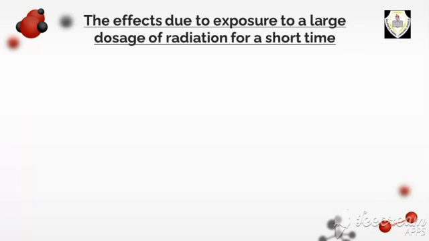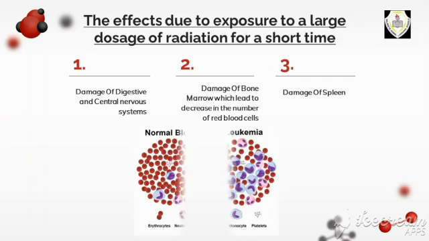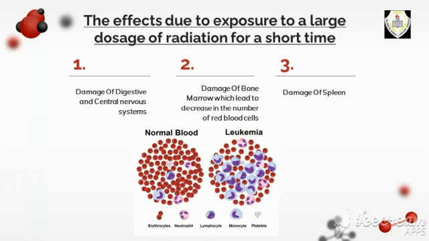The effects due to exposure of large dosage of radiation for short time, we can say that it damaged the digestive and central nervous system. It damaged the bone marrow, which leads to decrease in number of red blood cells and leads to leukemia or anemia, damage of spleen.